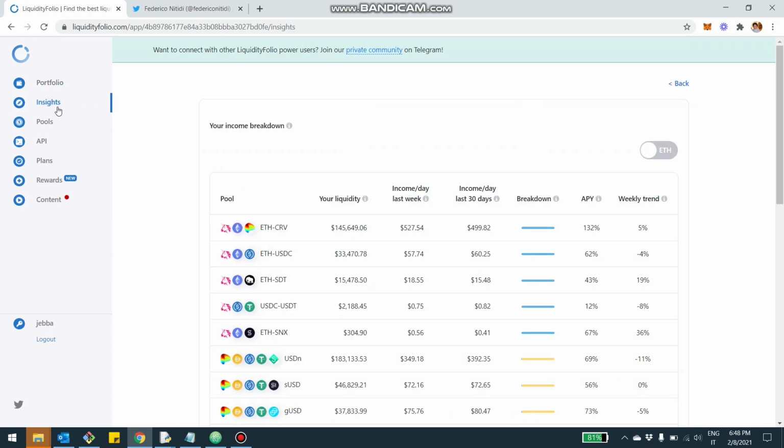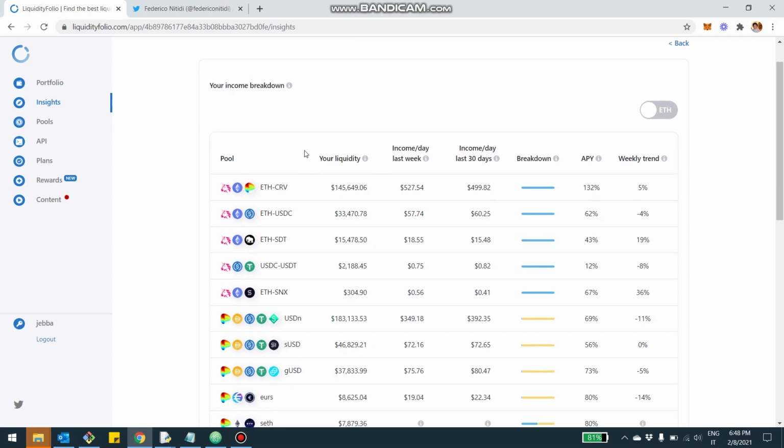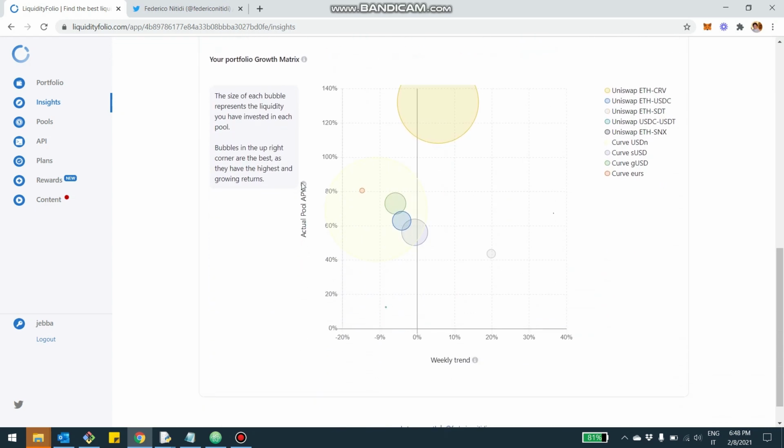If we do it, we're going to be presented with essentially this table, which is, as you can see here, an income breakdown. And then at the bottom of the page, there is also a matrix, as we can see here, which is actually a bubble chart, which I'm going to explain in a second.